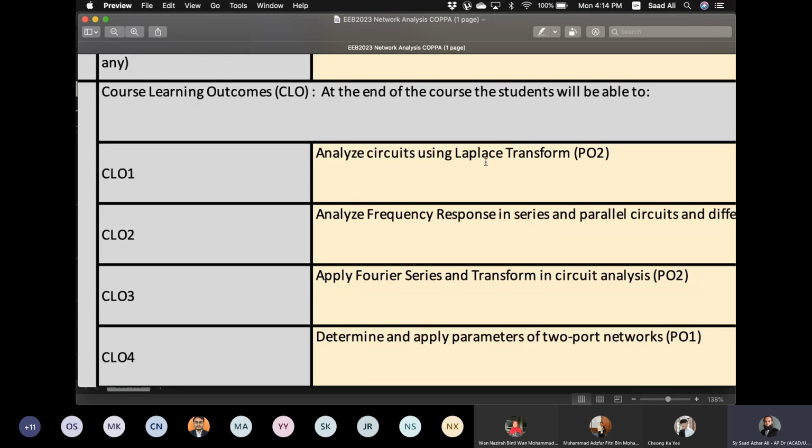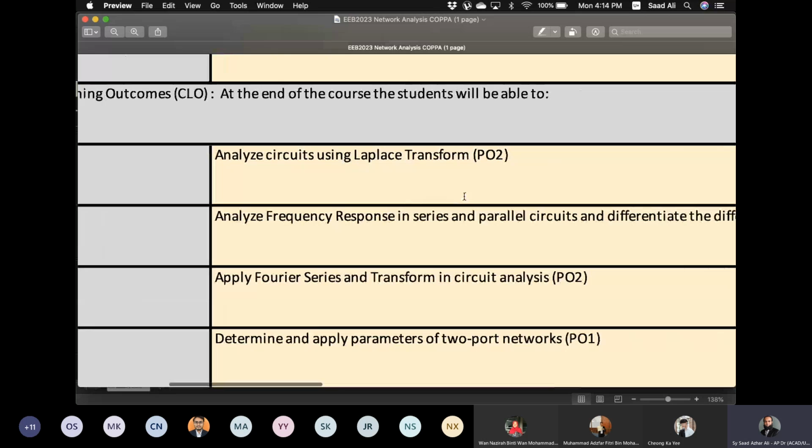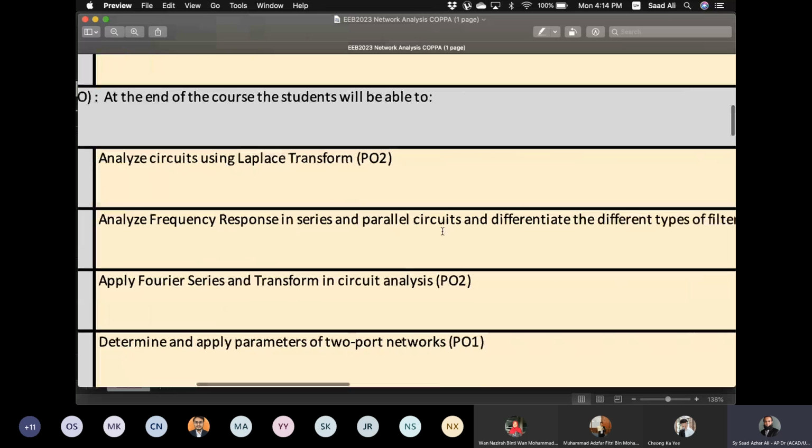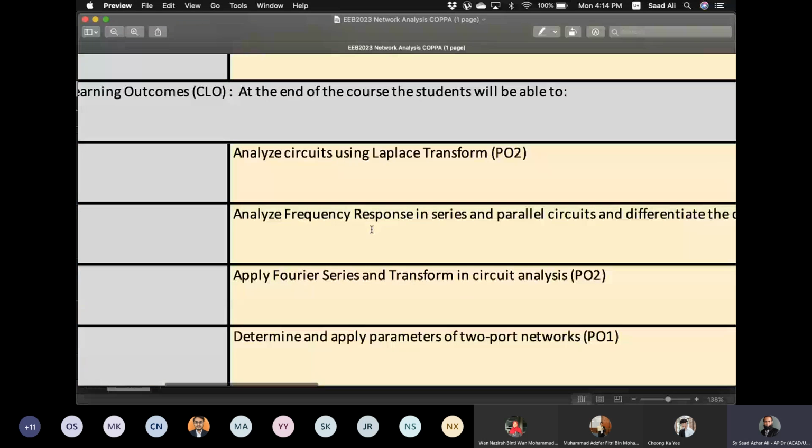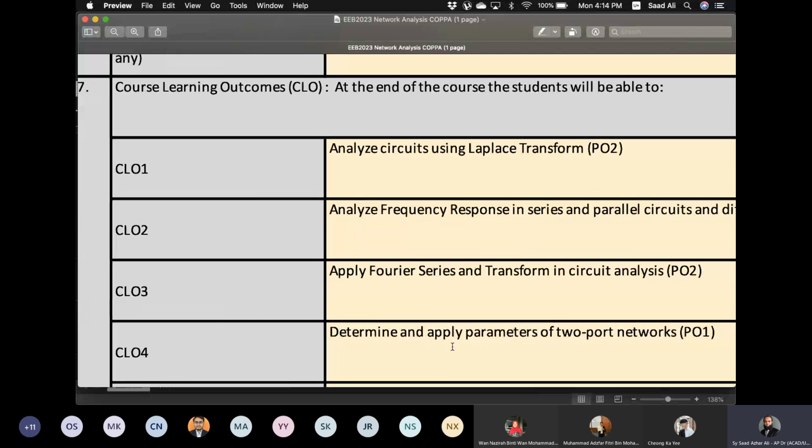Can you analyze circuits using Laplace transform? Can you analyze frequency response in series and parallel circuits, including the Bode plots, including the filters, low pass, high pass, all that? Then apply Fourier series. You should be able to apply Fourier series and transform. In particular, I did not cover Fourier series for circuit analysis, but Fourier transform for circuit analysis. And today we'll be covering the two-port networks, right? So whenever you're measuring yourself, you should be looking at these 4 course outcomes.